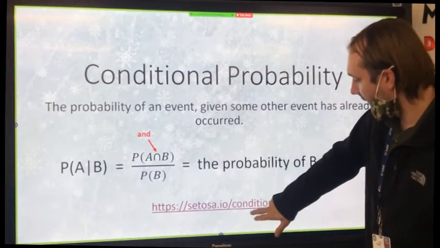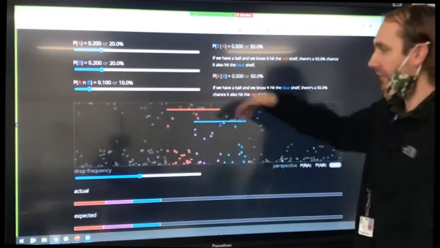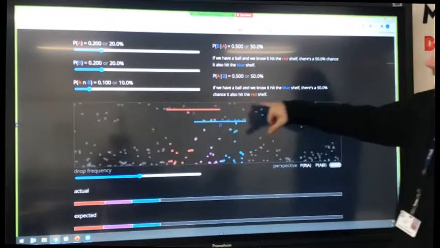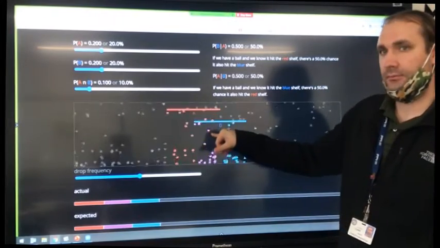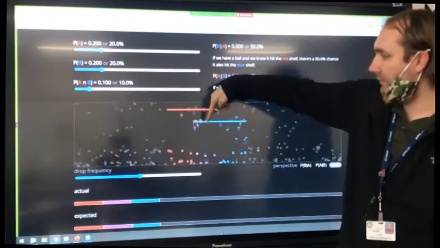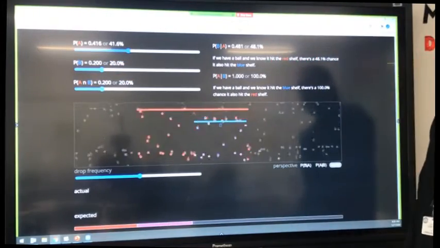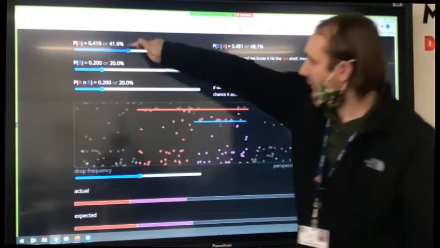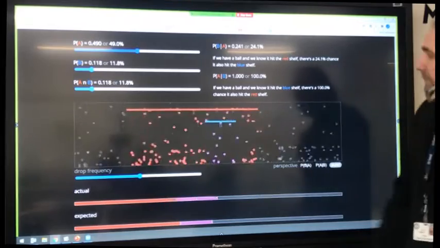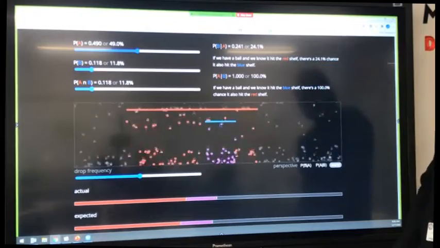Now let's see, I found this. So if we have a ball and we know it hits the red shell first, so I'm dropping from my line here, and if it hits A first, there's a 50% chance that it hits the blue shell. Right? So if it drops and hits A, there's about a 50-50 chance that it also hits B. Now I can adjust this, make A longer. Let's adjust a little bit more. Let's actually make B smaller. So the probability of hitting B after hitting A looks like it got minimized to 24.1% chance.